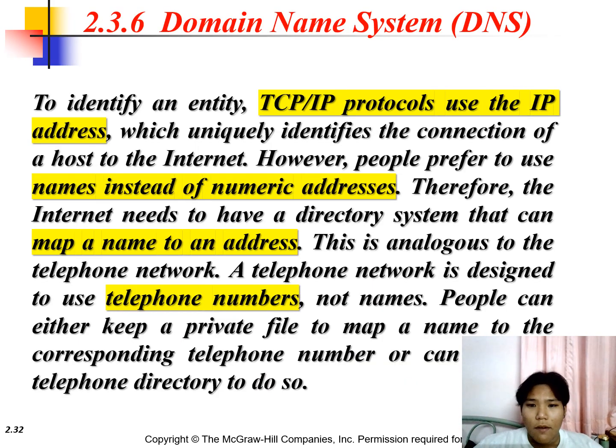Domain Name System, or DNS. To identify an entity, TCP/IP protocols use the IP address, which uniquely identifies the connection of a host to the Internet. However, people prefer to use names instead of numeric addresses. Therefore, the Internet needs to have a directory system that can map a name to an address.